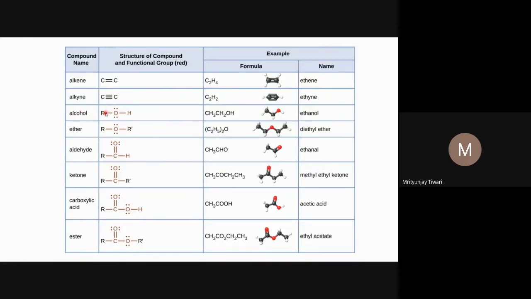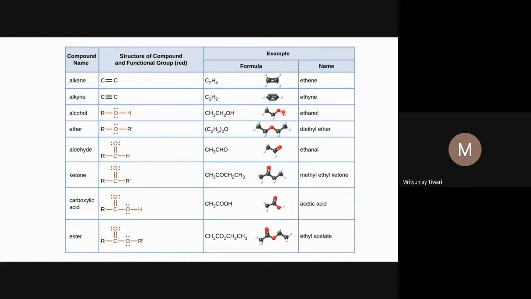And then the alcohol functional group. The alcohol functional group is ROH. We know the OH group, so there is an O-H bond, and there is an O-C bond, since there is a carbon atom in this alkyl group. So there are O-C and O-H bonds, and so it is an alcohol. You can see the example here: this compound is CH3CH2OH, and this is how it is connected.